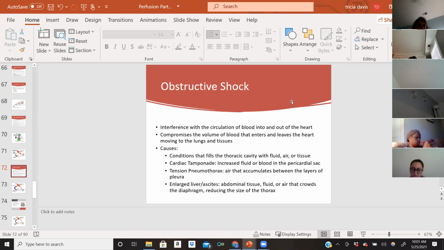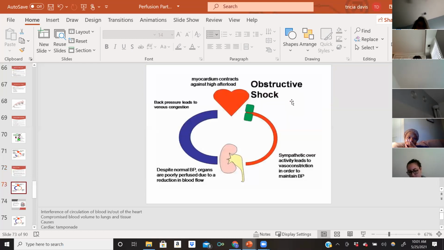We have the tension pneumothorax, which is where that air accumulates between the layers of the pleura, also putting pressure on the heart. And then if we have patients that have an enlarged liver or ascites, so these are patients that have liver damage. It can be patients that suffer from alcoholism that have cirrhosis of the liver. The abdominal tissue and the fluid or air is going to crowd that diaphragm, and it's going to reduce the size of the thorax, and it's going to put pressure on the heart. And this is another slide that you guys can read about obstructive shock.